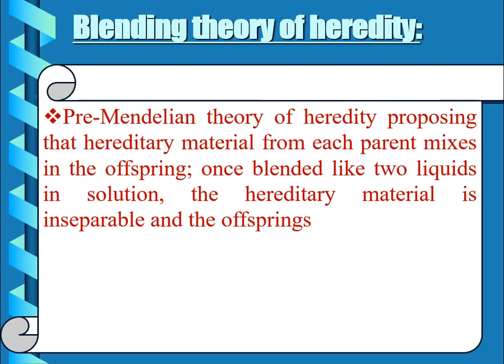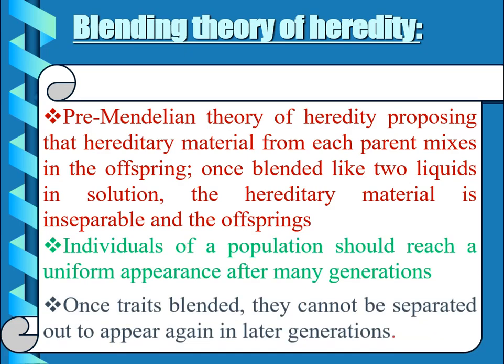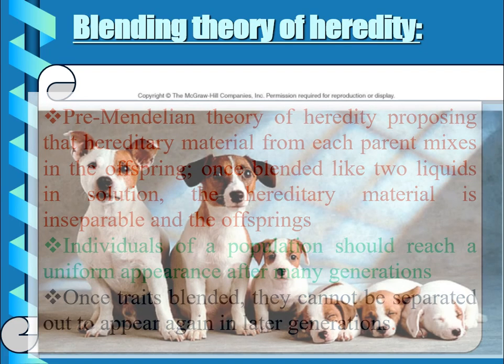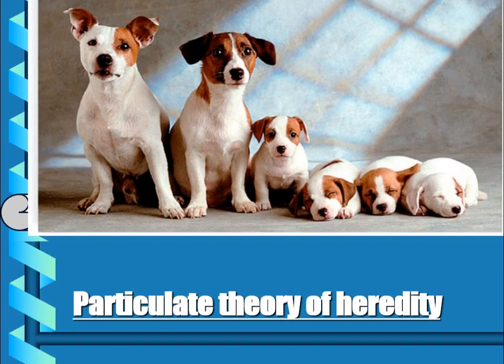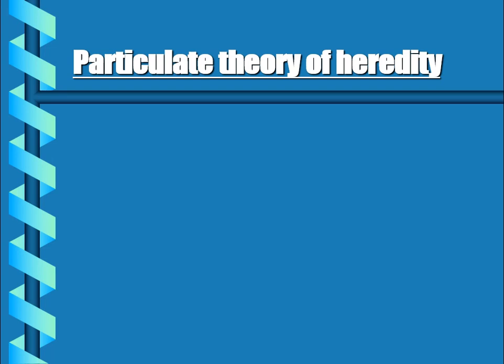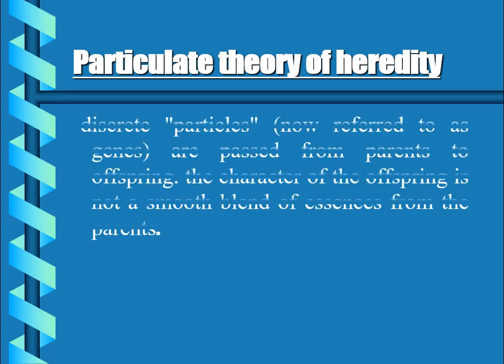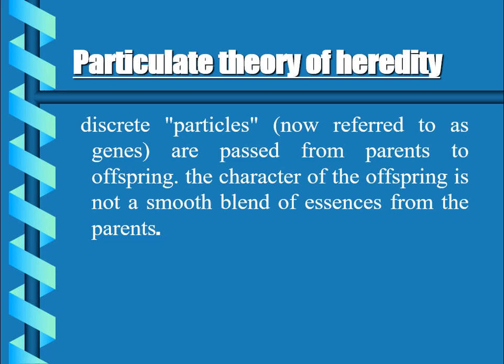We have many theories of heredity. The first one, which is pre-Mendelian, is called blending, meaning mixing. Blending theory means the hereditary material from each parent mixes in the children. It looks like two liquids blended in a solution. That's an example of this theory. Particulate theory of heredity means particles, meaning genes, are passed from parents to children, and there is no mixing.